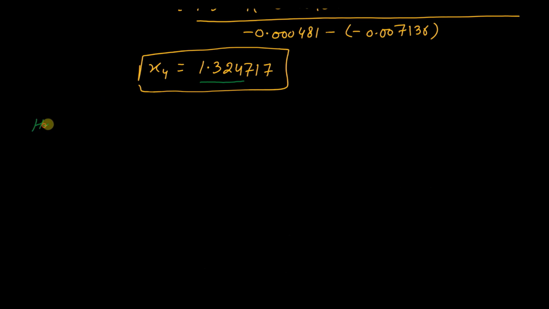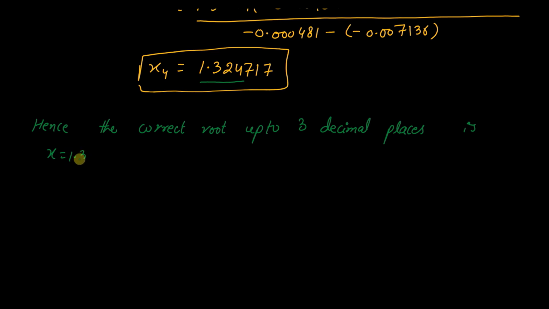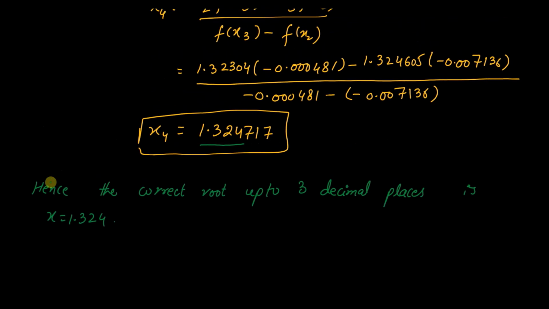So we can simply say that hence the correct root up to 3 decimal places is x is equals to 1.324. And there you have it, a complete step-by-step solution using the secant method from the initial guesses to the final root. So we have seen that how this method smartly avoids derivative and still gives an accurate results.